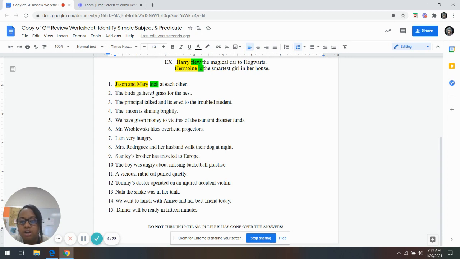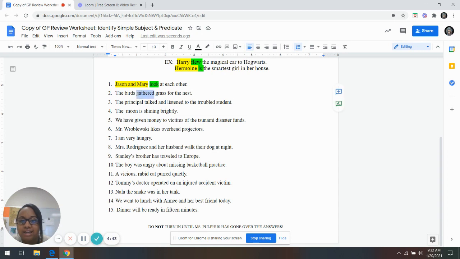Number 2, the birds gathered grass for the nest. Again, I like to find my verb first. So what is my action here? And I want to make sure I'm keeping an eye out for little linking verbs. Is, was, were. All right, I don't see any linking verbs. So let's see, what's my action?